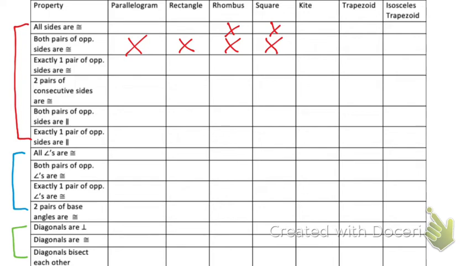Exactly one pair of opposite sides are congruent. Not two, not zero, exactly one. Bailey? Is this an isosceles? This is the isosceles trapezoid. This is the isosceles trapezoid, and that only.